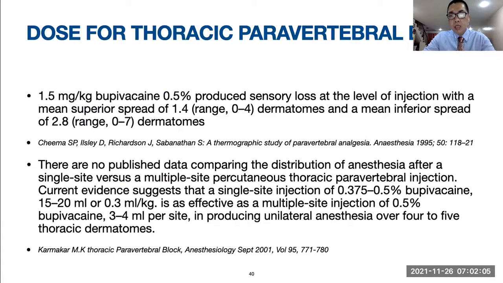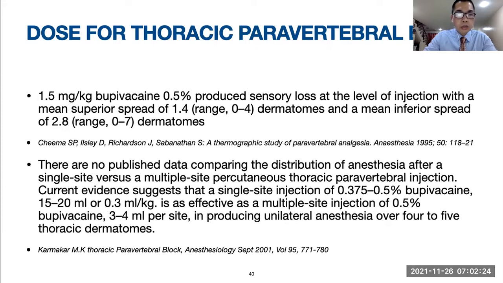For the dosing, according to Dr. Chima, 1.5 milligram per kilogram of local anesthetic produces sensory loss at the level of injection with a mean superior spread of 1.4 dermatomes and a mean inferior spread of 2.8 dermatomes.